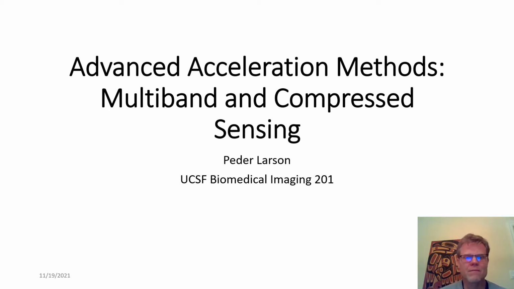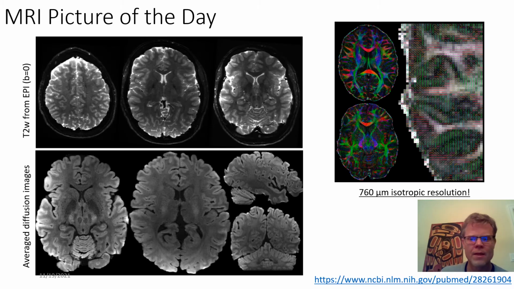I'm going to talk about advanced acceleration methods, specifically the multiband or simultaneous multislice method and compressed sensing, and give you basically a higher level overview of how these two techniques work. First, you can see some really amazing diffusion imaging results actually enabled by these types of acceleration, particularly parallel imaging and the multiband method.